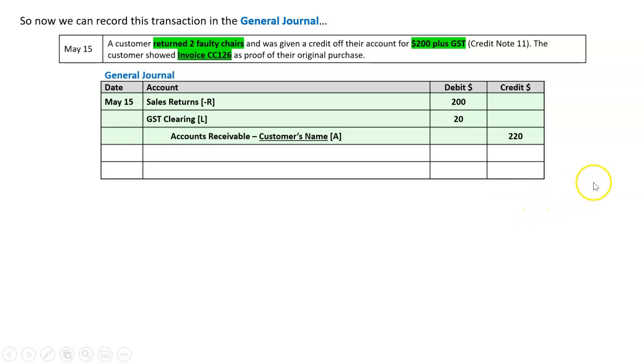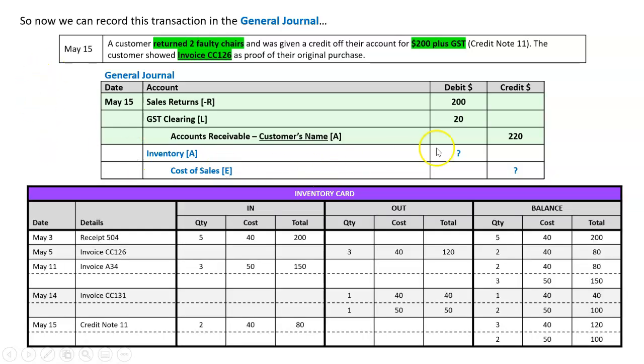What is tricky about this one is we need to undo the cost of the sale as well, and we do that with a debit to inventory and a credit to cost of sales, but we're not given that. And the whole purpose of knowing the rule for the sales return is that we can now go to the inventory card and go, well, what amount are we going to use? We're going to go down here, and we're going to use this amount here, $80. So that is going to be the number we put there and there. So now we know how to do it with the sales return.